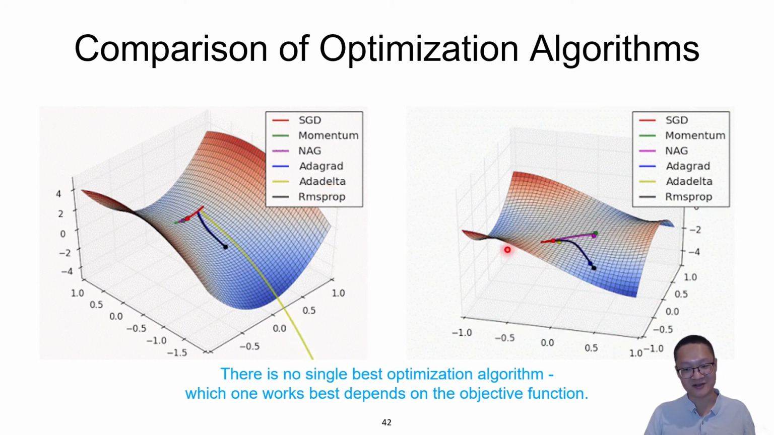But if you use a different objective function, let's say something that looks more like this, you can see that the different colors are now going down faster. So the bottom line is that there's no single best optimization algorithm. In fact, choosing an optimization algorithm can be a hyperparameter in itself, right? And of course, within the optimization algorithm, you have other hyperparameters as well. Which algorithm works best depends on the objective function.